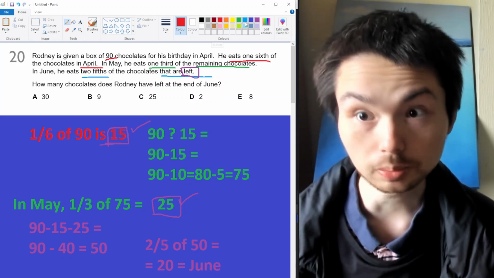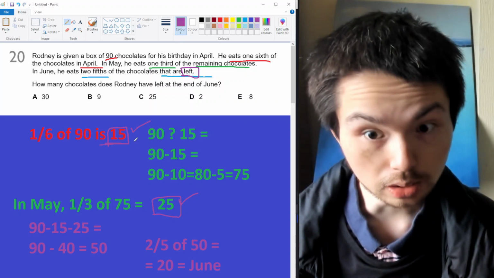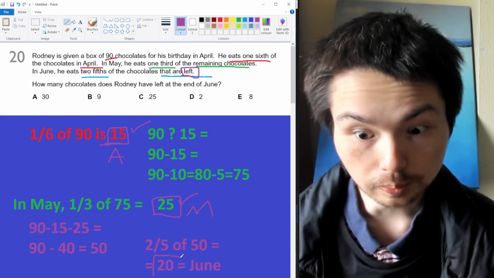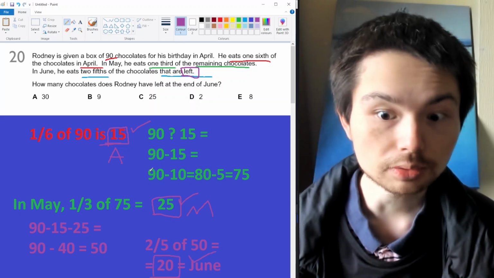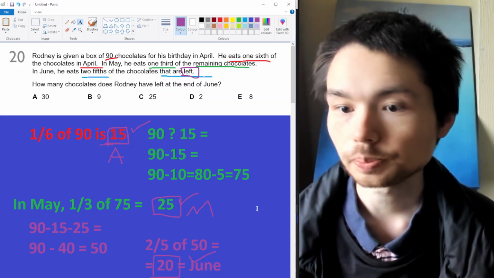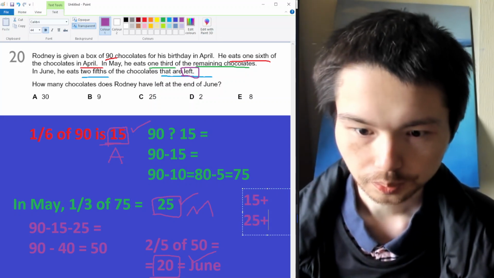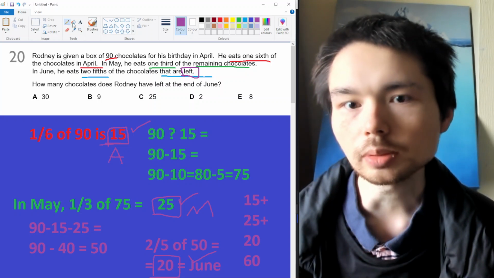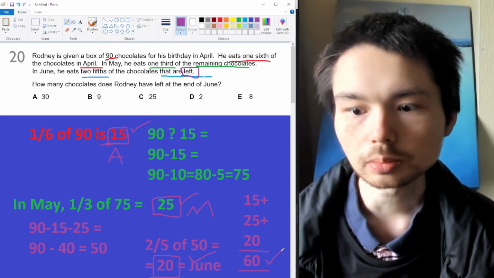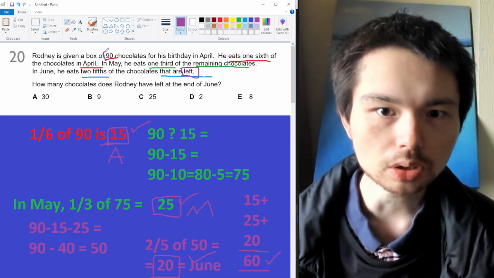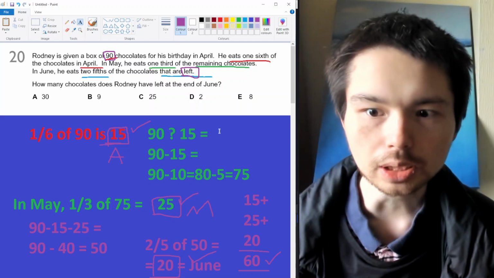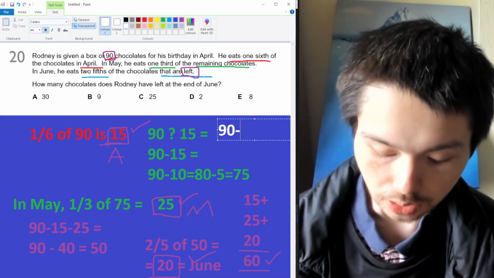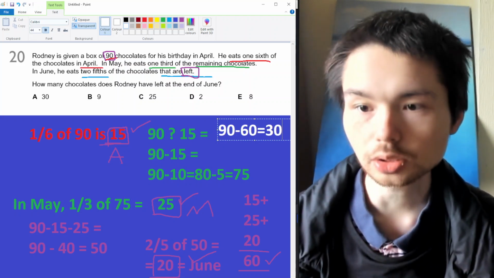Wow, what a long question. This is what he has eaten so far. April, May, June. Add up these numbers. 15 plus 25 plus 20 is 60. That's how many chocolates he's eaten in April, May and June. So how many left? This person started off with 90. So this will be 90 minus 60. Because you start off with 90, you've eaten 60, so 30 are left.